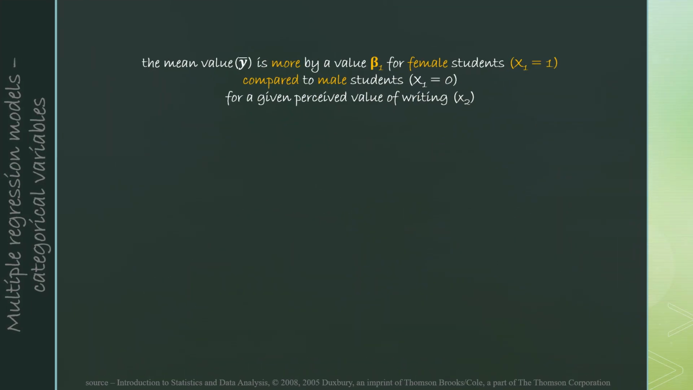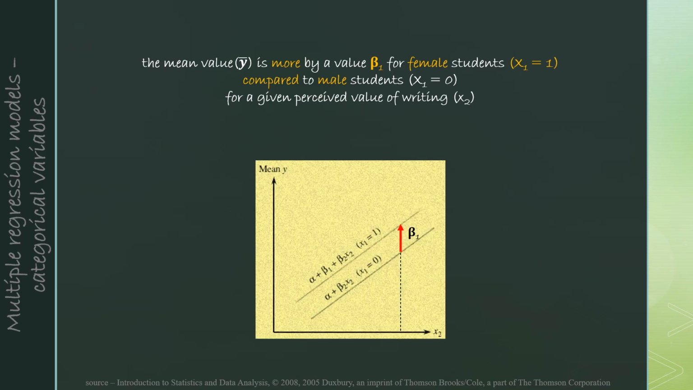That shows the mean value y bar is more by a value beta 1, assuming beta 1 is positive, for female students where x1 equals 1 compared to male students where x1 equals 0 for a given perceived value of writing x2.